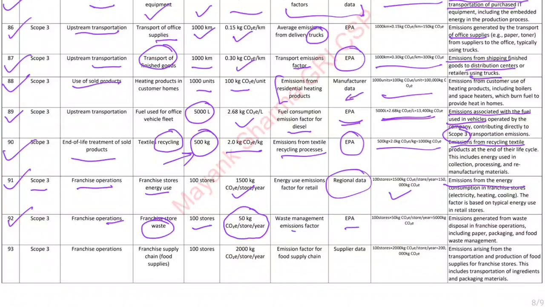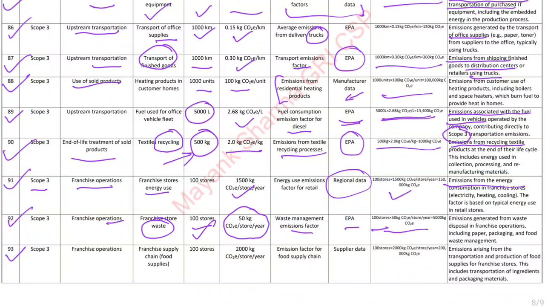Okay, referring to EPA for waste management emission factors. This is the emission generated from the waste disposal in the franchise operation, including paper, packaging, and food waste related management services. Okay, this is the calculation done. What is the quantity of the waste generated from the number of stores? It depends on what the emission factor is. So multiply the emission factor with the number of stores and that will give you the result.